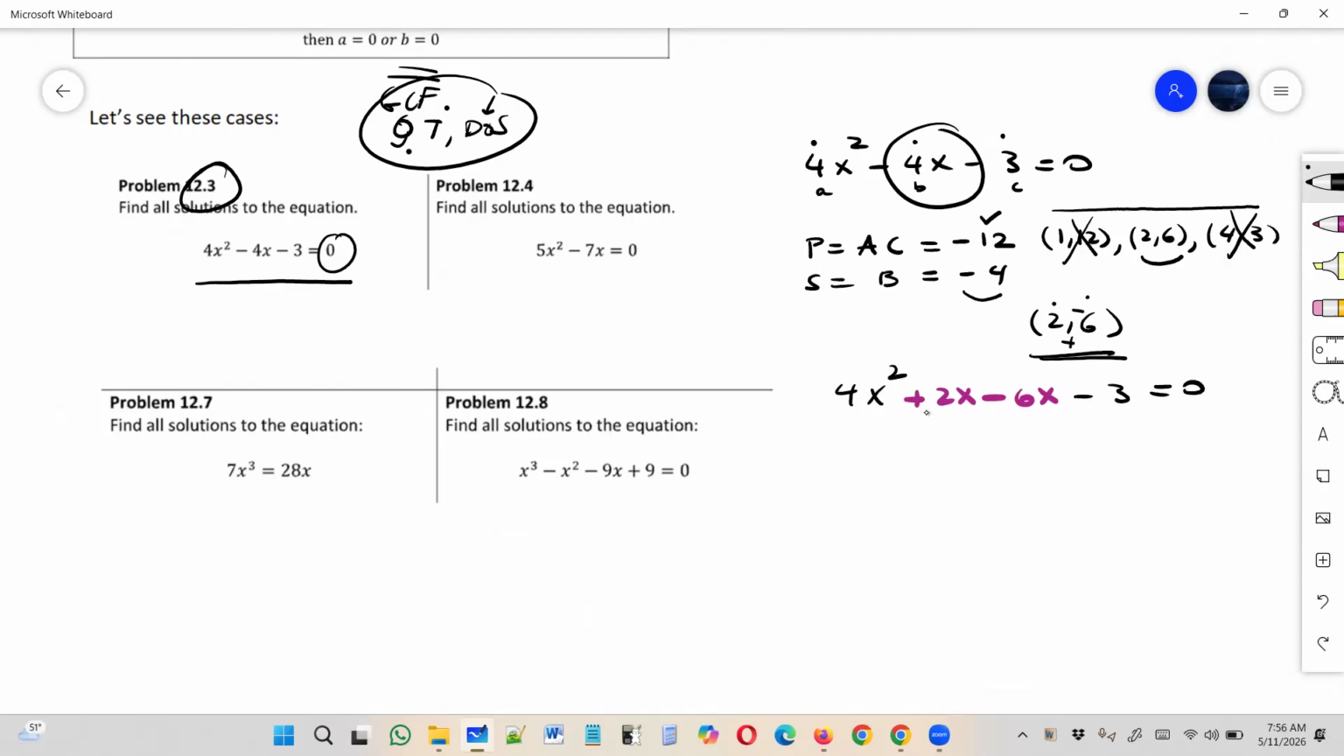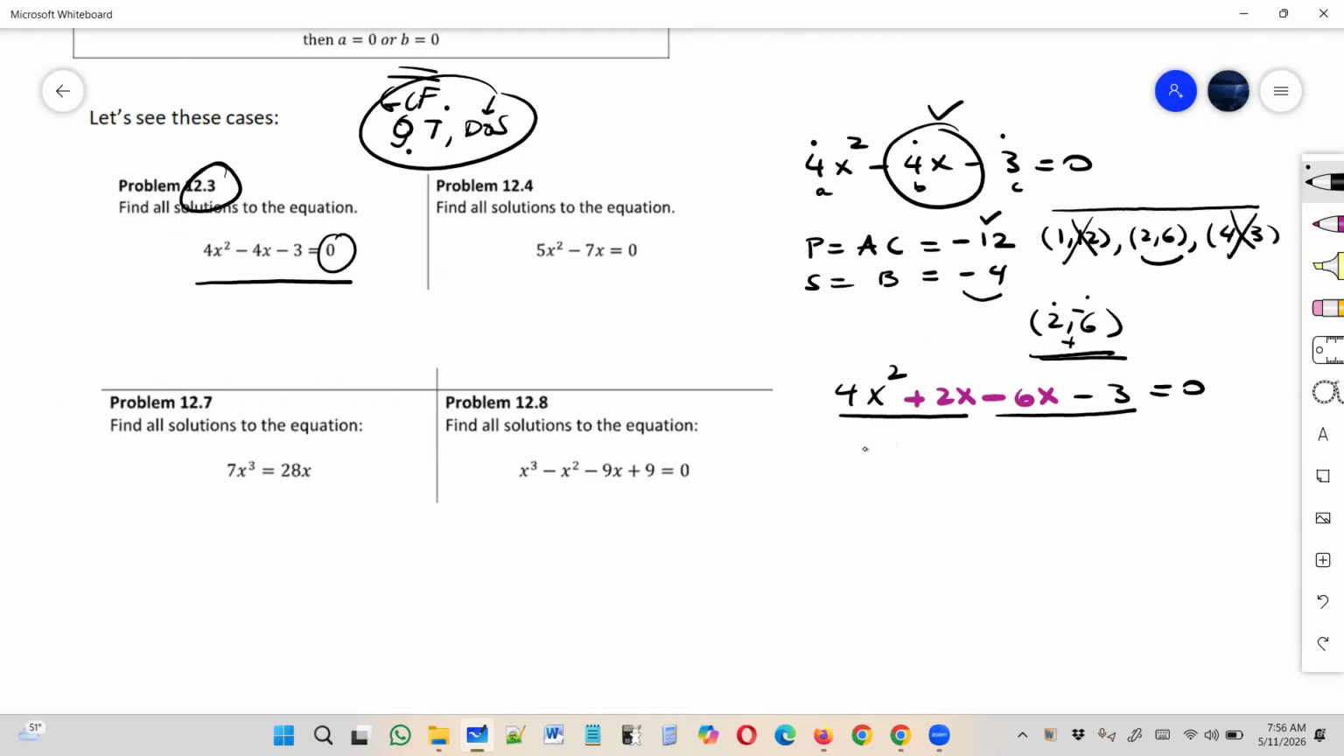Right? The positive 2x minus 6x is still negative 4x. So I haven't changed the equation. But I've allowed it so that I can use grouping as factoring right here.